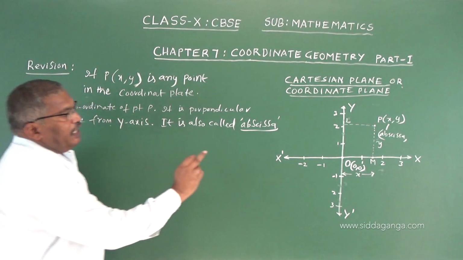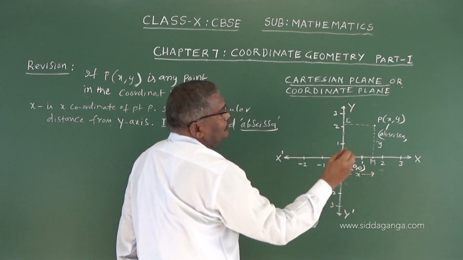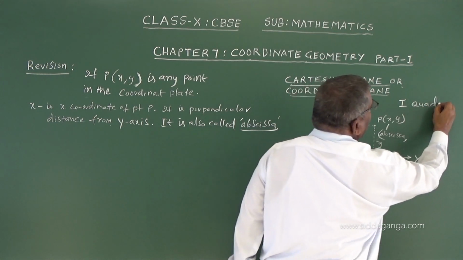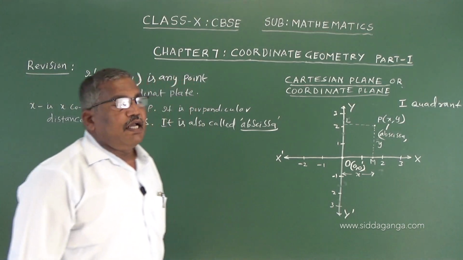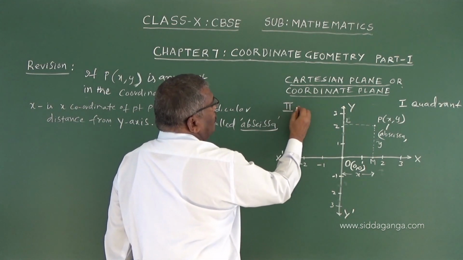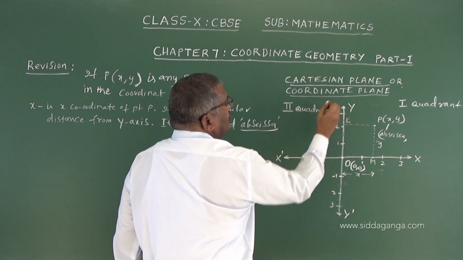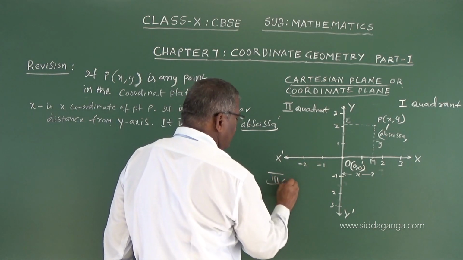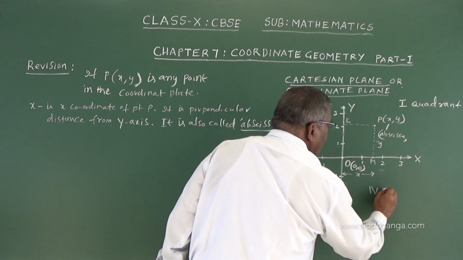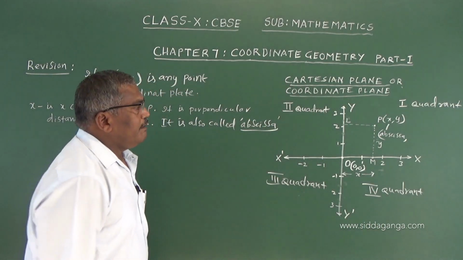Now the value of abscissa, you can see here, to the right of the y axis is always positive. So we call this the first quadrant. The x axis and y axis divide the plane into four quadrants. This is the first quadrant and this is the second quadrant in the anticlockwise direction. Second quadrant, and this is the third quadrant and this is the fourth quadrant.